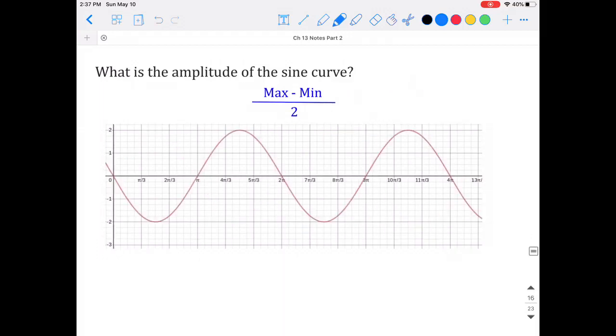Another example, this graph is slightly different. We're finding the amplitude. We're looking at our maximum and minimum values again. So our maximum value is at positive 2. Minimum value is at negative 2. So when we plug in, 2 minus negative 2 becomes 2 plus 2 over 2. 2 plus 2 is 4, divided by 2 is 2. So the amplitude of this function is also positive 2.